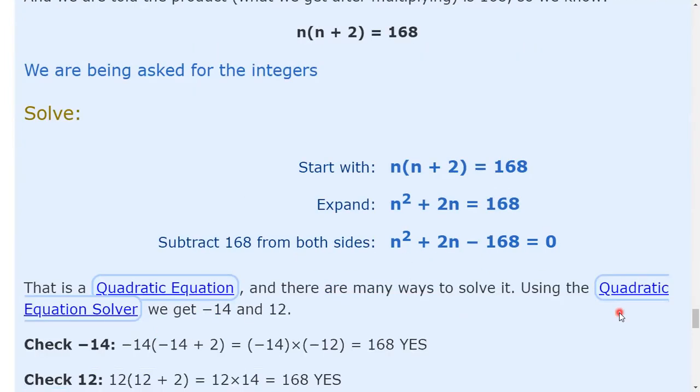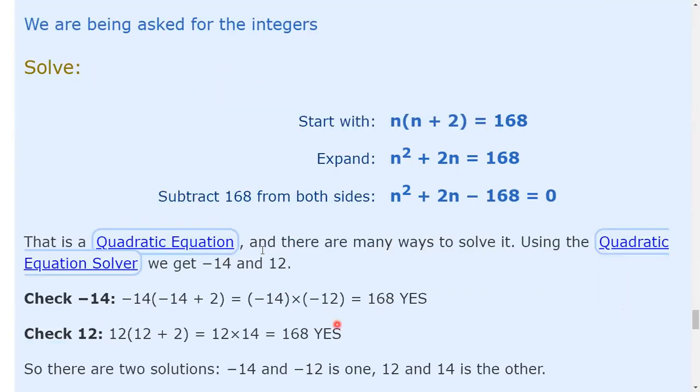You can solve this any way. This is a quadratic equation, and there are many ways to solve it. Using the quadratic equation solver, we get this answer. Can you solve this equation? There are three methods: completing the square, using the quadratic formula, and middle term break also. There are so many ways. I'm sure that you will solve that, and you will get this for n. n is minus 14 and 12.